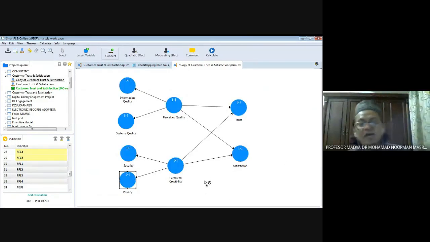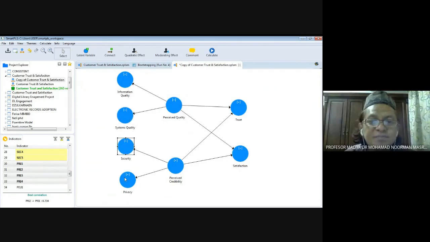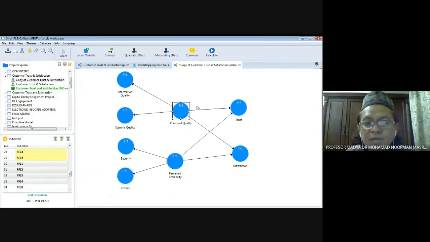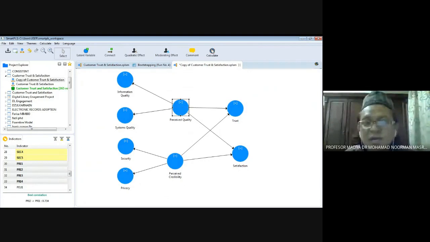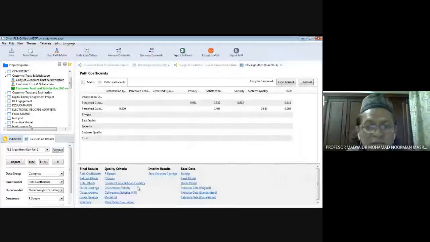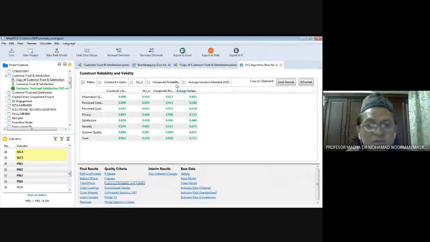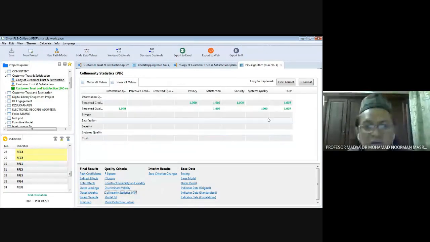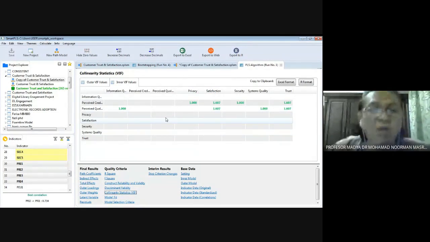So now we have drawn, we have not analyzed yet. We are going to analyze, putting it in a proper and clearer location. Click on calculate, first PLS algorithm, measurement model. Look at this. All green, no issue. We don't have to delete anything because everything is already green. No issue on CR, average variance extracted. Look at VIF, inner, all green, no red. So the measurement model has no issue at all. You don't have to delete anything.